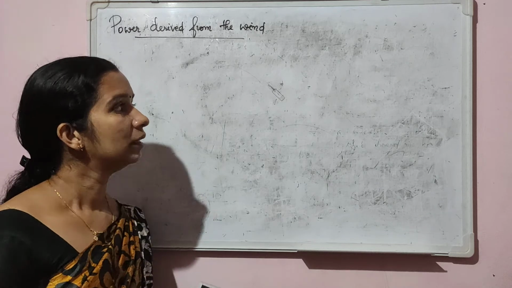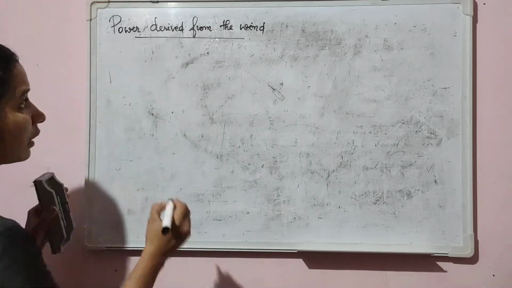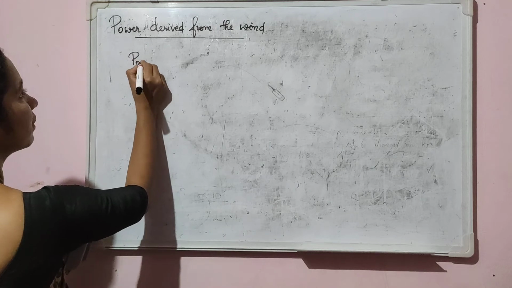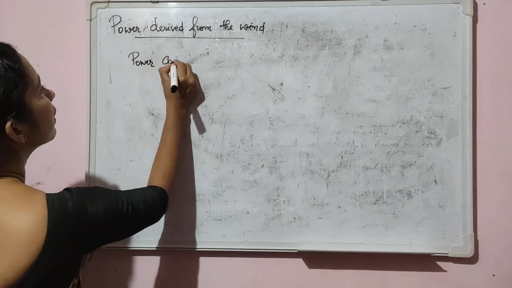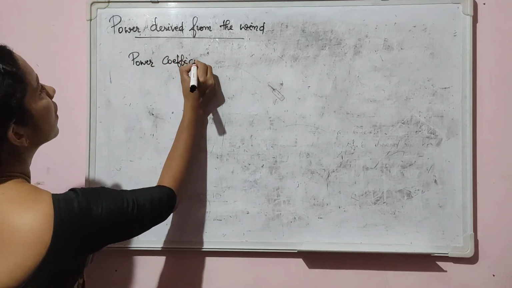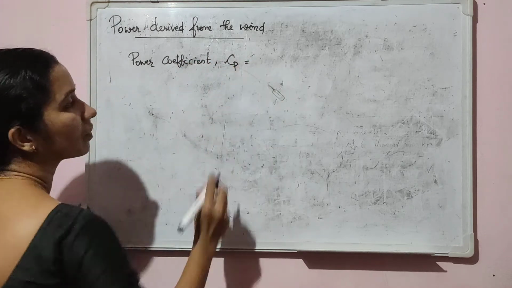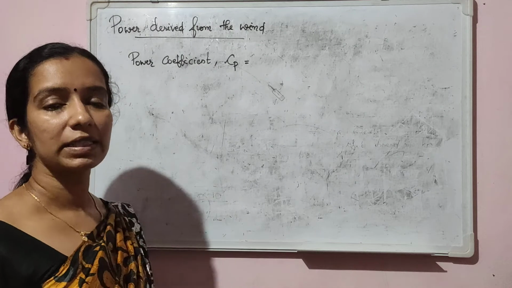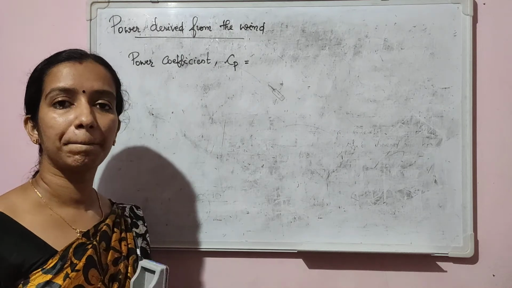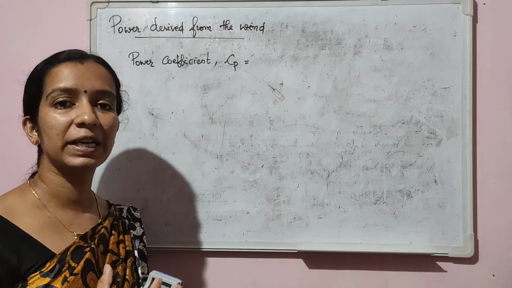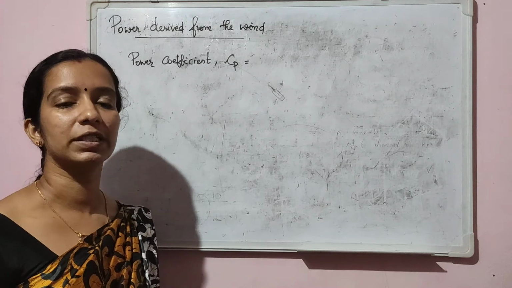And a term known as power coefficient is defined for a wind turbine. Power coefficient, denoted as Cp, is defined as the fraction of power that the wind turbine extracts from the wind.